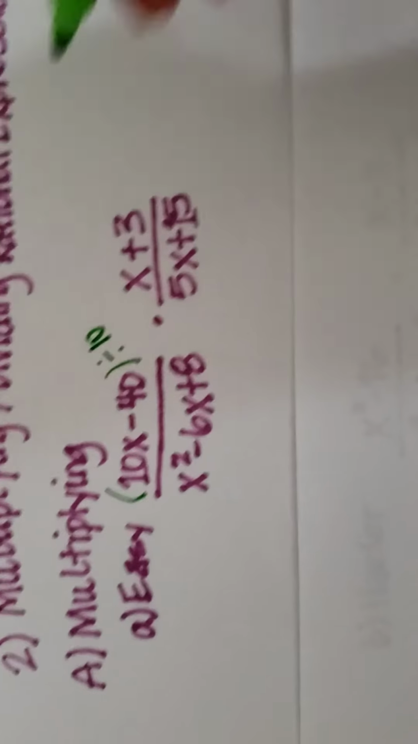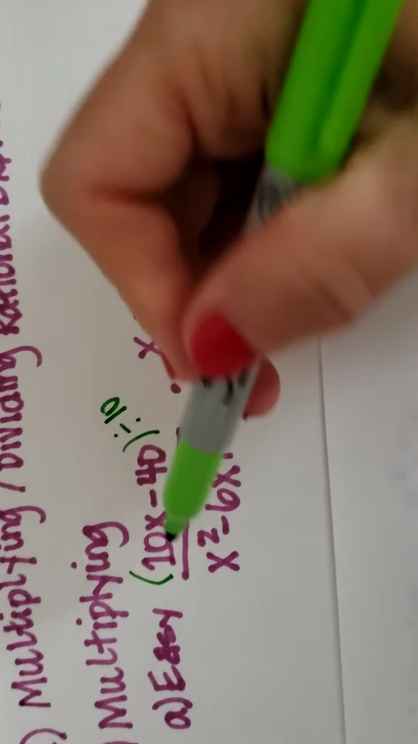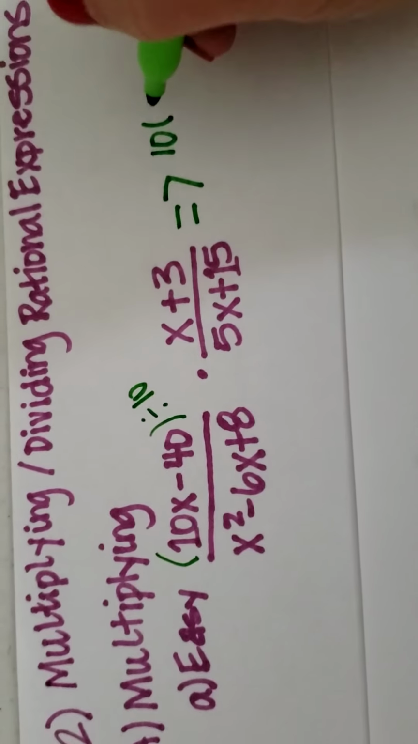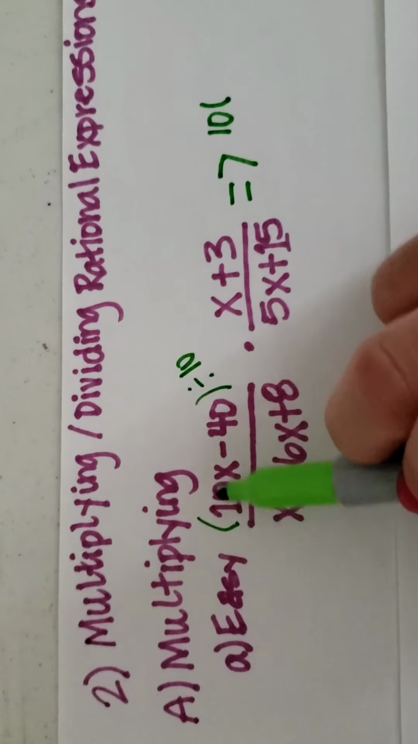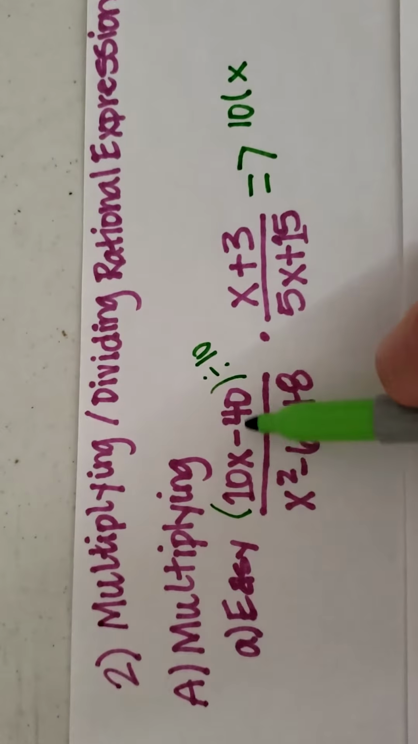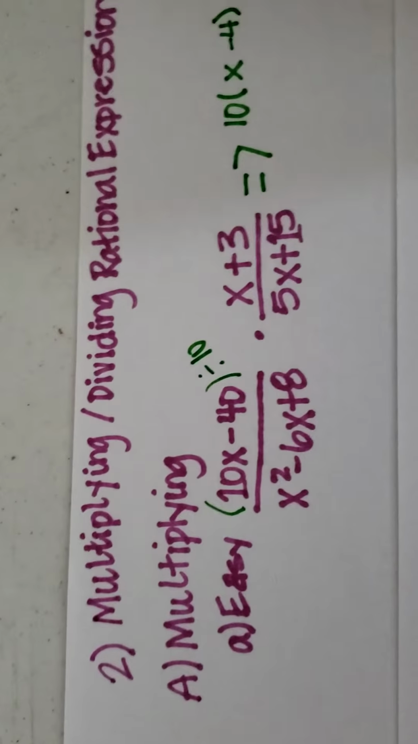Okay, so if I take a look at what that would give me here, just this top, I put that 10 on the outside, and then on the inside, 10x divided by 10 leaves me with just that x value, and then negative 40 divided by 10 gives me negative 4.